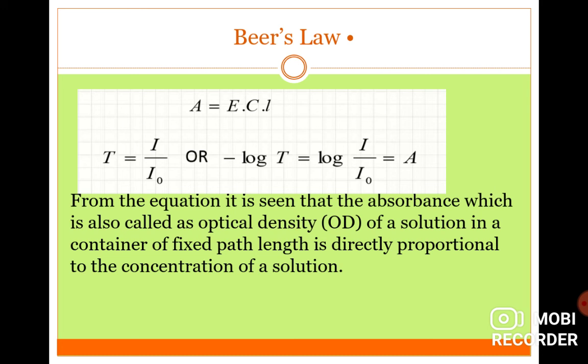So this is Beer's law. From the equation it is seen that the absorbance, which is also called optical density, of a solution in a container of fixed path length is directly proportional to the concentration of the solution, where T is equal to I/I naught, and minus log T, or log I naught/I, is equal to A. So basically Beer's law is that absorbance is directly proportional to both the concentration and the path length.